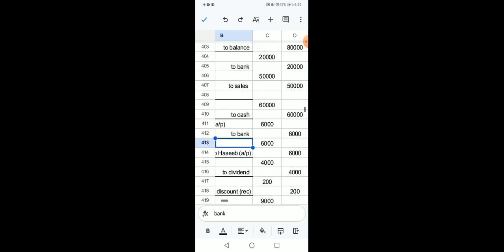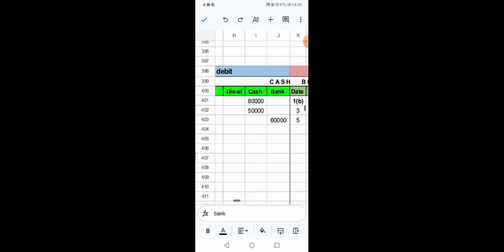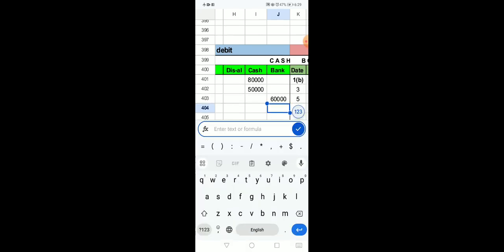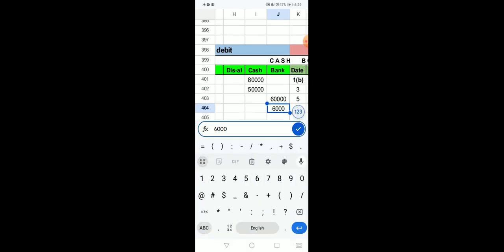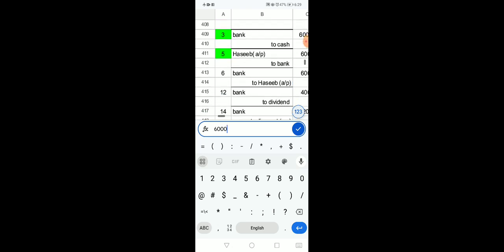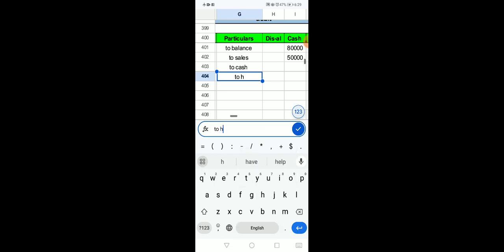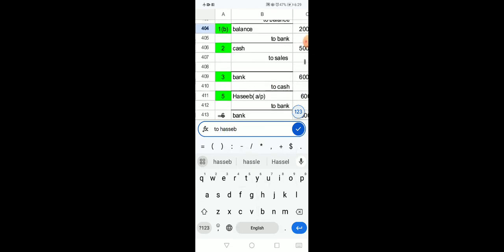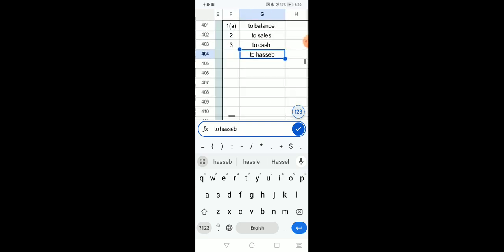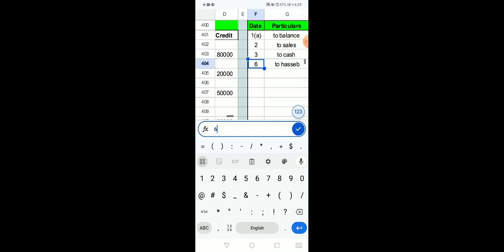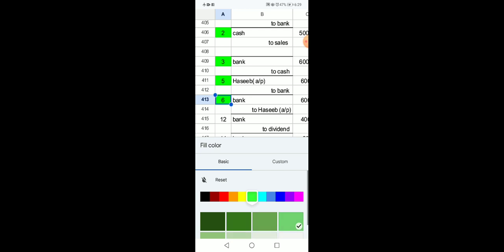Next entry is 6, where there are two elements. Only one element we are associated with is bank. Bank is debited with 6,000. Go to the debit side of the bank and write 6,000 in debit column of the bank. Now see the reference. Opposite side Hasib is written. So you will write to Hasib over here. Read out the date, which is 6. So put 6 in the date column. In this way, entry number 6 has been completed. There was only one element and that has been posted. Entry completed. Mark it as it has been done.